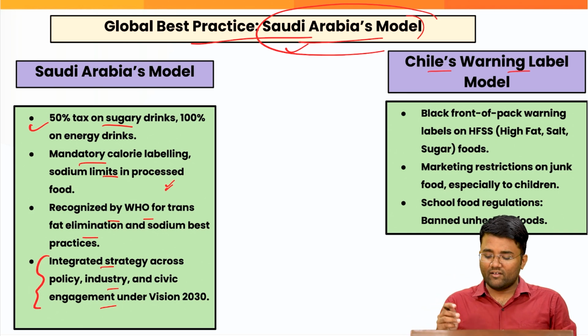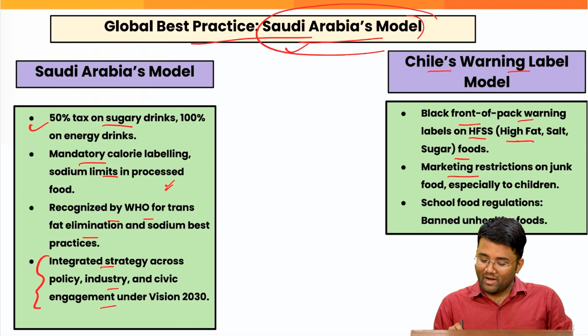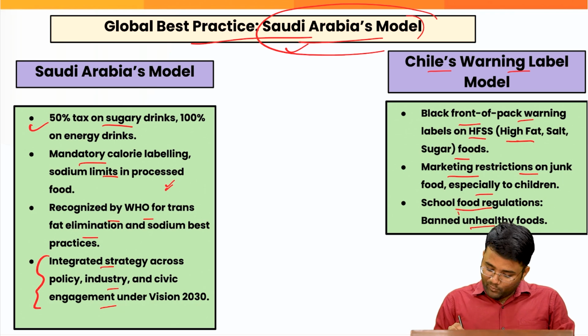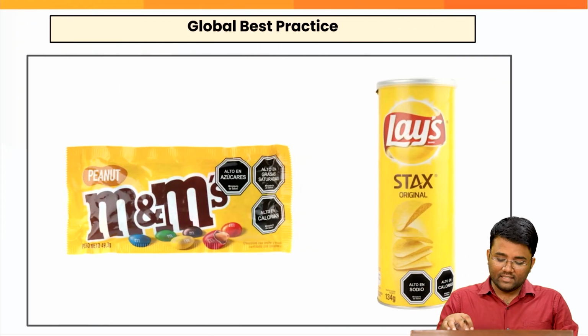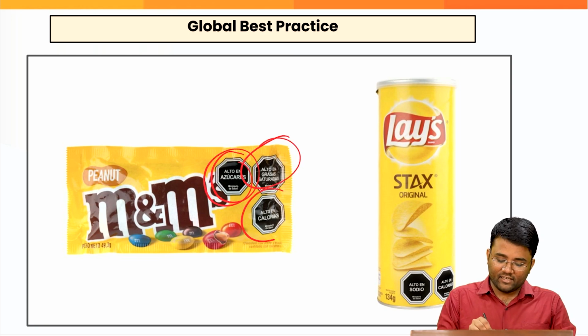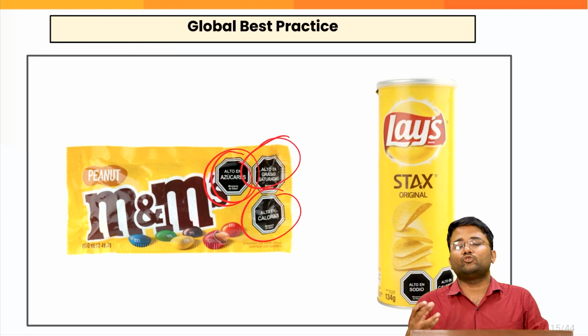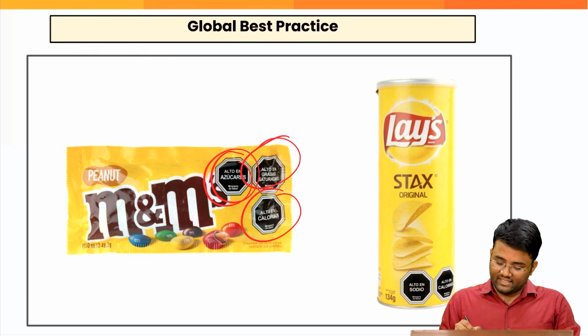Also in Chile there is a warning label model, with a black front-of-pack warning label for foods high in fat, salt and sugar. Also there is marketing restriction on junk food, especially to children, and school food regulation. So for example, near the schools there is a ban on unhealthy foods. This is the kind of food that is available in Chile. You can see the black labels, which give an idea about the high sugar, high salt and fat content that is there.